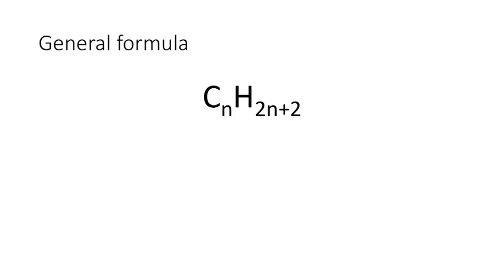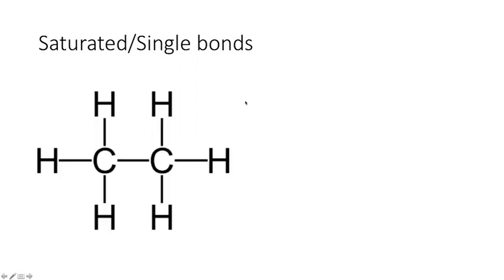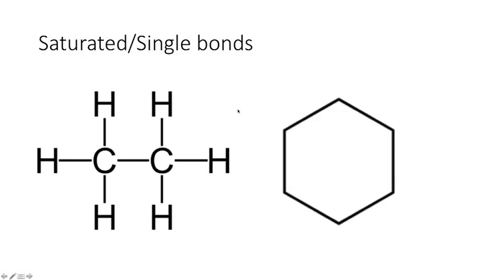Alkanes. So alkanes have a general formula of CnH2n+2. They are saturated, meaning they contain single bonds only of carbon. As you can see, single bonds, and they're saturated completely with hydrogen. This counts for both alkanes and cycloalkanes.